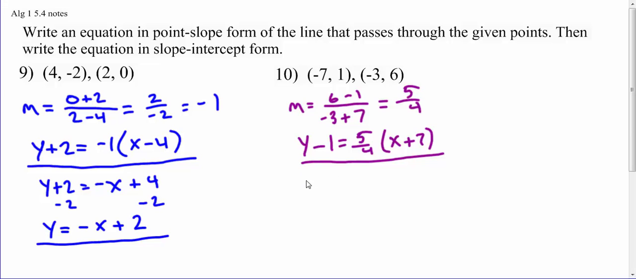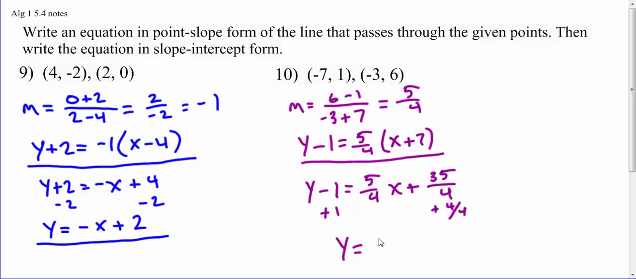Just like we did on 9 though, we need to change it to slope intercept. So I'm going to start by distributing the 5/4. I know you guys love fractions, so this will be good fun for you. 5/4 times 7 would be 35/4. And we need to add 1 to each side. Now we know that 1 is exactly the same as 4/4.